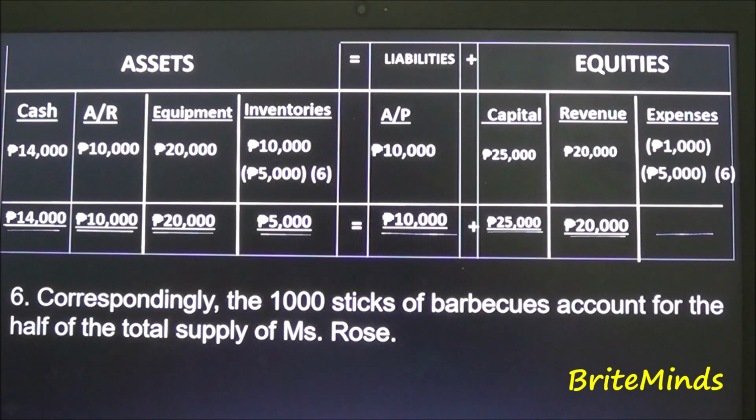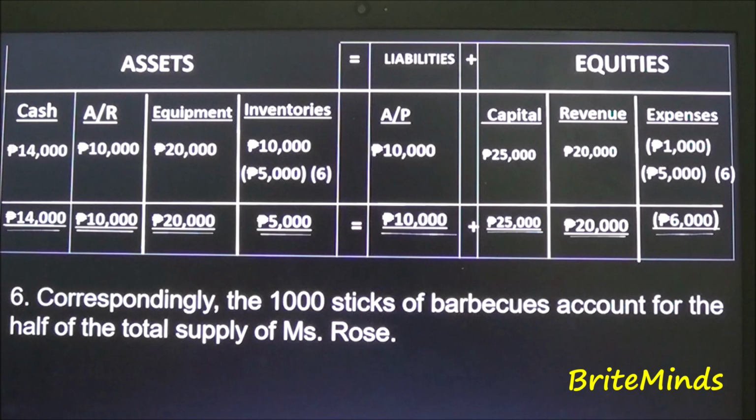And then we go to the other side of the equation. Liabilities are not affected. Under equities, capital remains the same, revenue remains the same, then expenses increase by 5,000, so the total expenses will be 6,000 pesos. So there is a decrease on the asset side and an increase on the equity side.